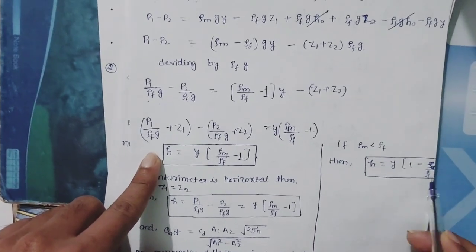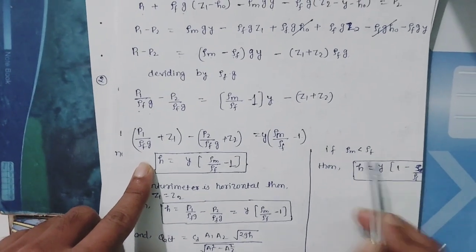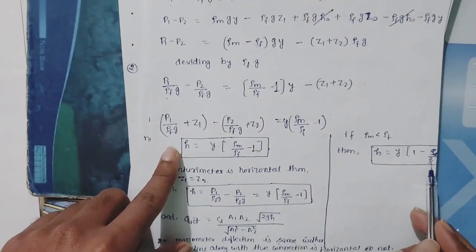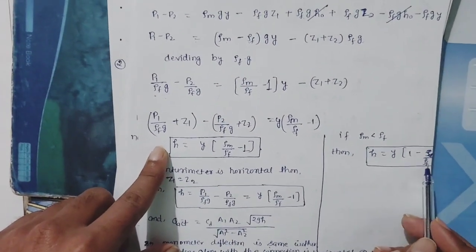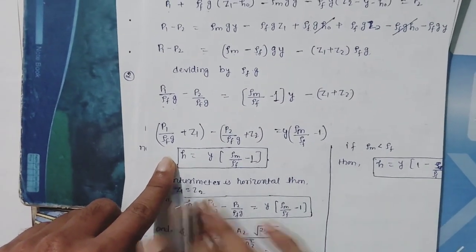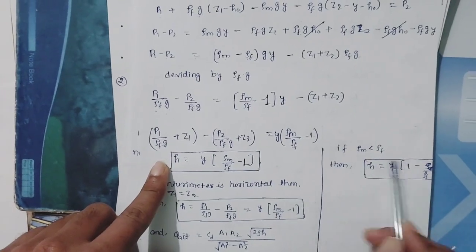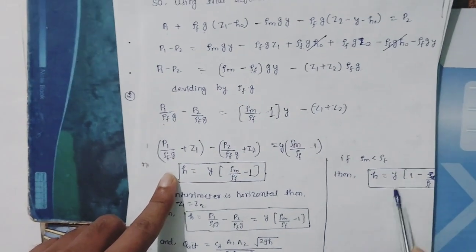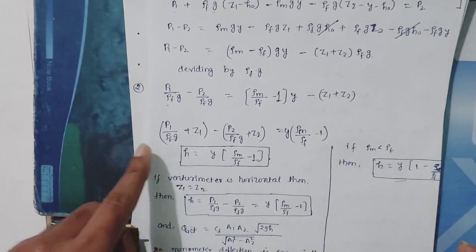1 minus rho m upon rho f. Here rho m is the density of the manometric fluid and rho f is the density of the flowing fluid. So here rho m is less than rho f, H will be this. That's it.